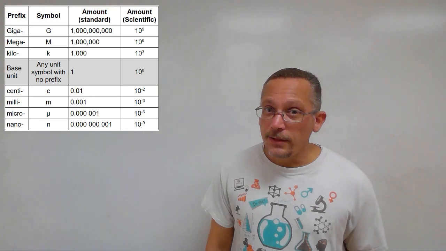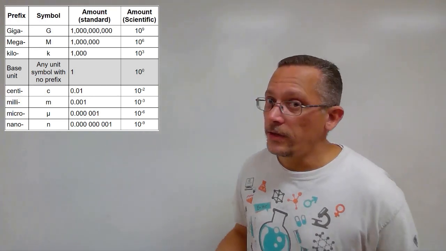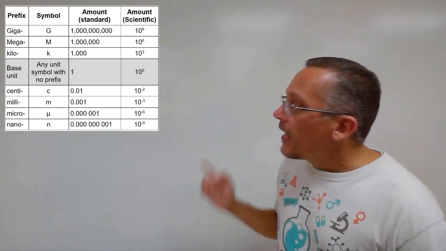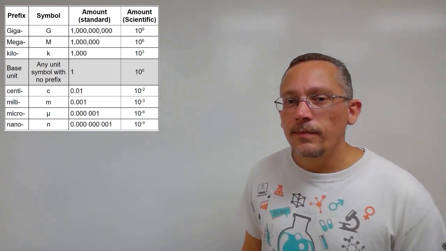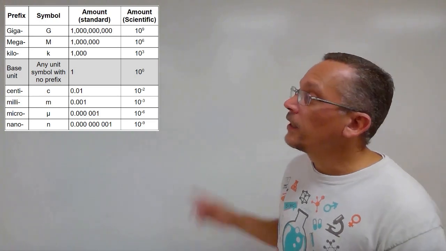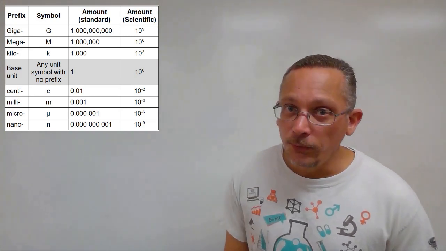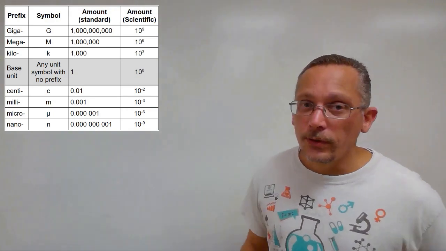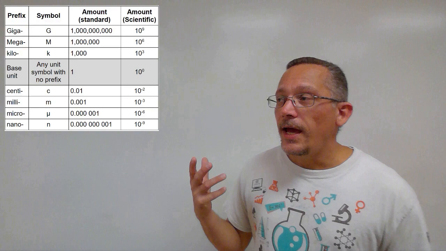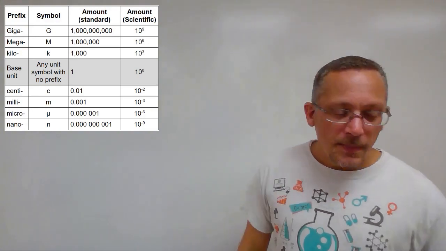So you say, how many centimeters are there in a meter? There's 100 because it's 1/100th of a meter. And you can also see on there that same amount in scientific notation. You can see the exponent, 10 to the negative 2. And those numbers are going to be important for us in a minute here because we're going to convert between the base unit and a prefixed unit, right?